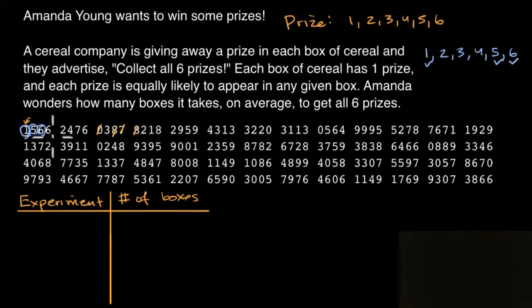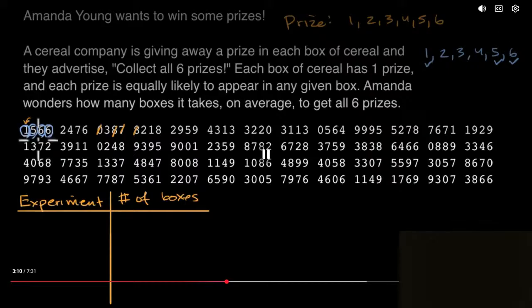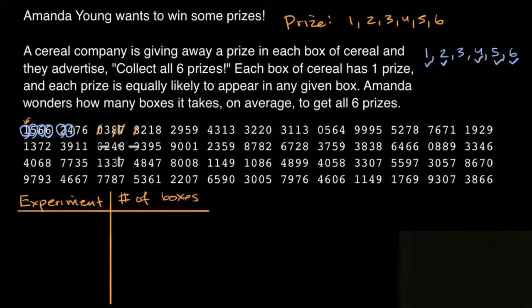One, I'll check that off. We have a 5, I'll check that off. We get a 6, I'll check that off. Well, the next box, we got another 6. We already have that prize. We're gonna keep getting boxes. Then the next box, we get a 2. Then the next box, we get a 4. Then the next box, the number's a 7.